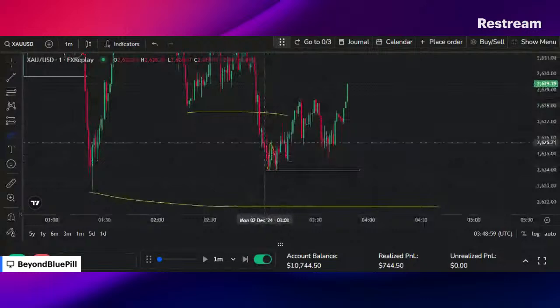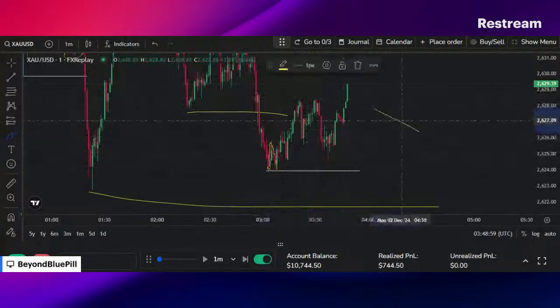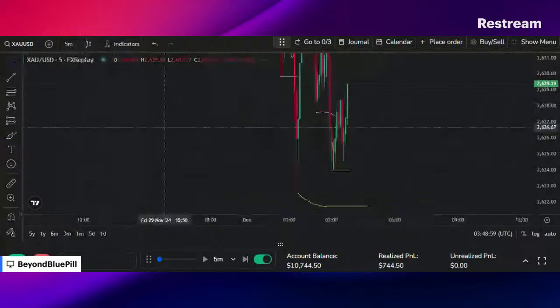One. This did not give us a closure. Two. Then a failure at the bottom. Three. But I don't see price wanting to go lower now.